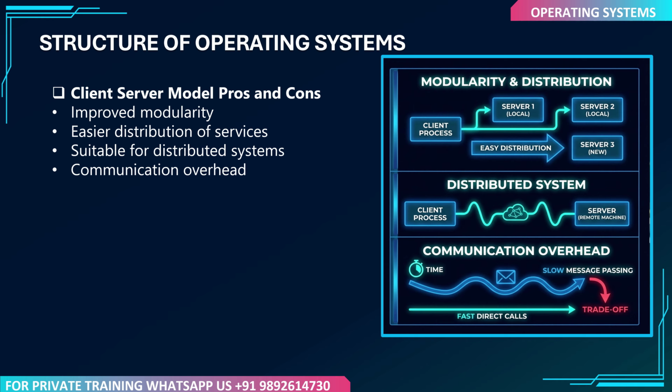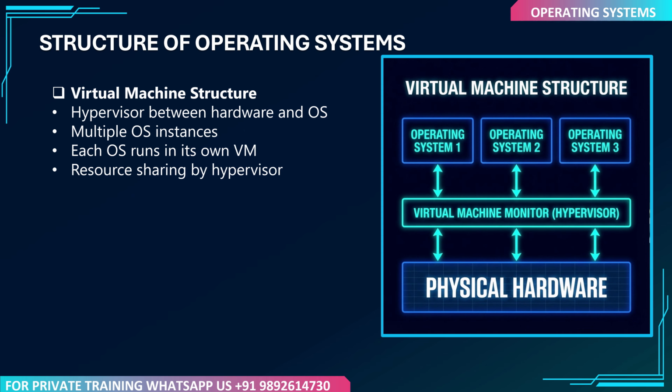In some systems, servers can even run on different machines, which connects this idea to distributed operating systems that you will study later. The downside, once again, is communication overhead. Sending messages between clients and servers takes time compared to direct function calls. Next, let us talk about virtual machines, which you will revisit in much more detail in later modules on virtualization and cloud systems. In the context of operating system structure, virtual machines introduce a very interesting idea.